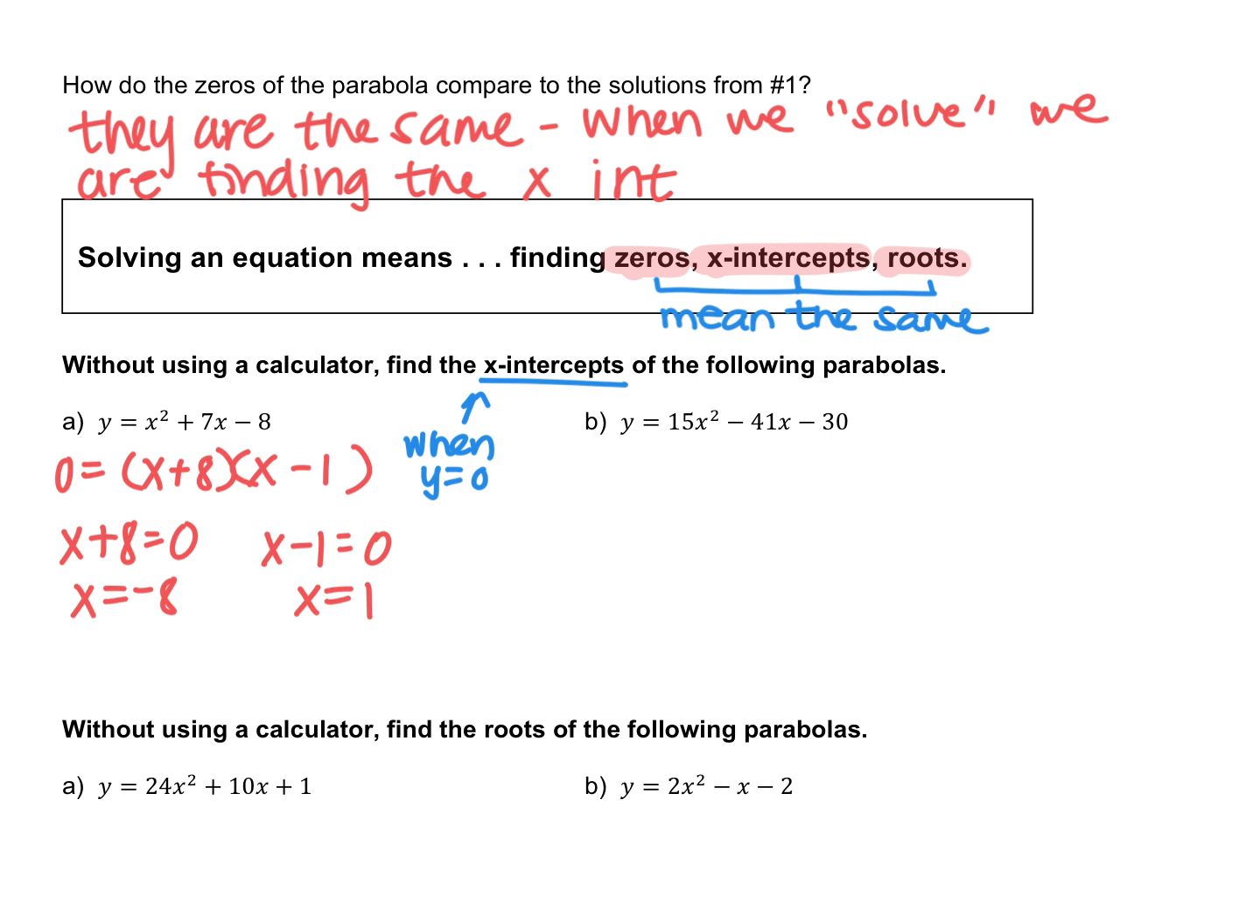Now, when it's asking for the x-intercepts, I want you to write them as points because they are points. So negative 8, 0, and 1, 0. And that middle thing is my "and" sign. It's not a plus sign.